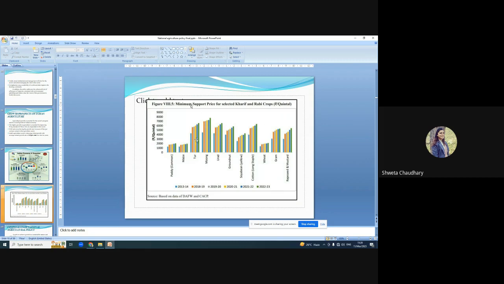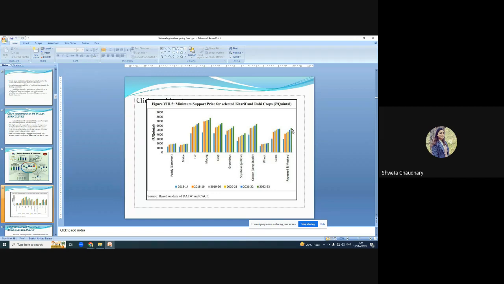These are the minimum support prices. That is, how much price the farmer gets for their production. So you can see over a time period the MSP has been increased. Means the government has started supporting the farmers by raising the minimum support prices. What is minimum support price?